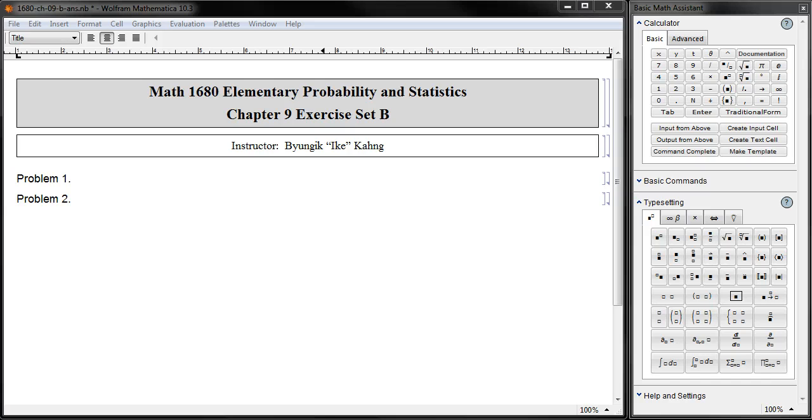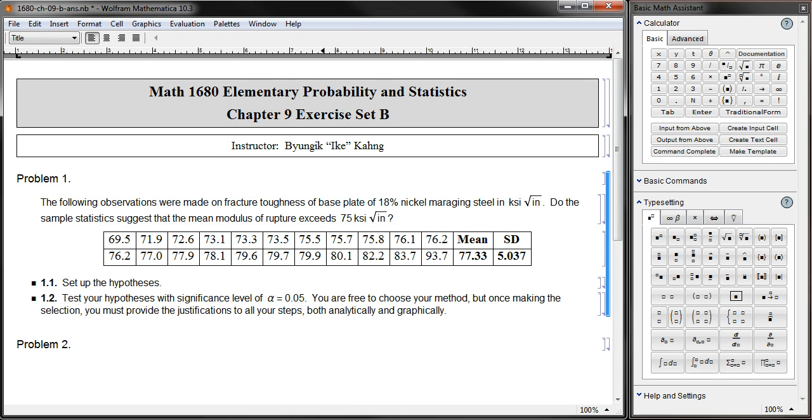Chapter 9, exercise set B. We do hypothesis testing here, and here is the first problem. The following observations were made on fracture toughness of base plate of 18% nickel Maraging scale. Do the sample statistics suggest that the mean modulus of rupture exceeds 75?